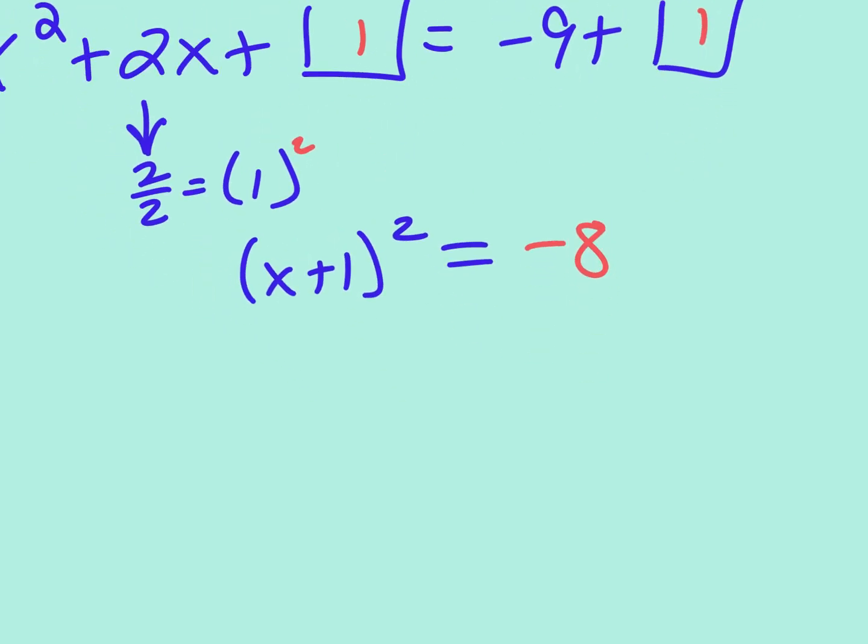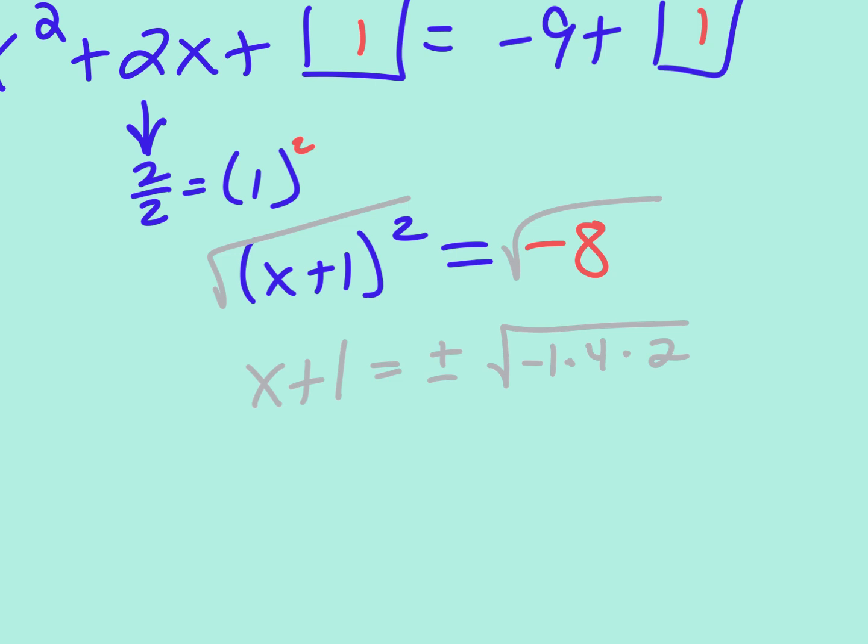Now this is a problem that we've done 100 times. We did already 2 of them or 3 in our examples. What do I do to both sides? Take the square root, good. So I have x plus 1 equals plus or minus, don't forget. I'm going to go ahead and break 8 up: negative 1 times 4 times 2.